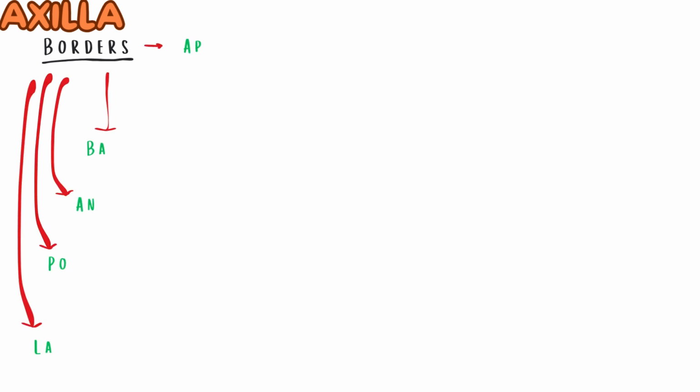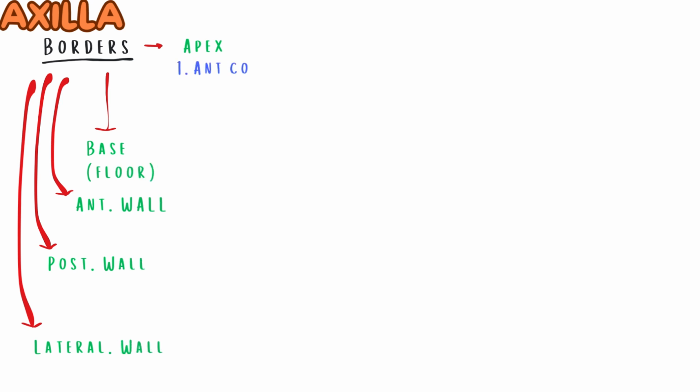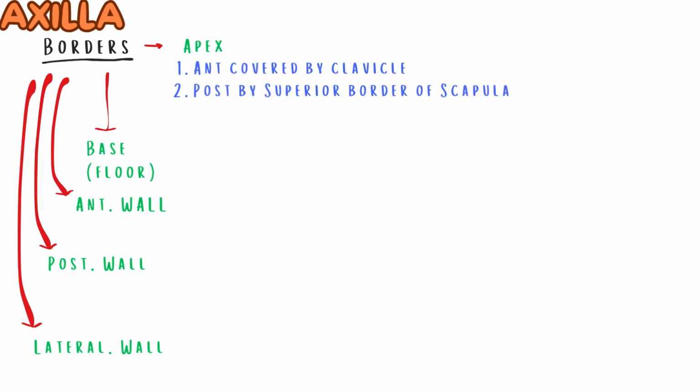The overall 3D shape of the axilla looks like a pyramid. It consists of four sides, an apex, and a base. Starting with the apex, also known as the axillary inlet, it is formed by the lateral border of the first rib, the superior border of the scapula, and the posterior border of the clavicle.